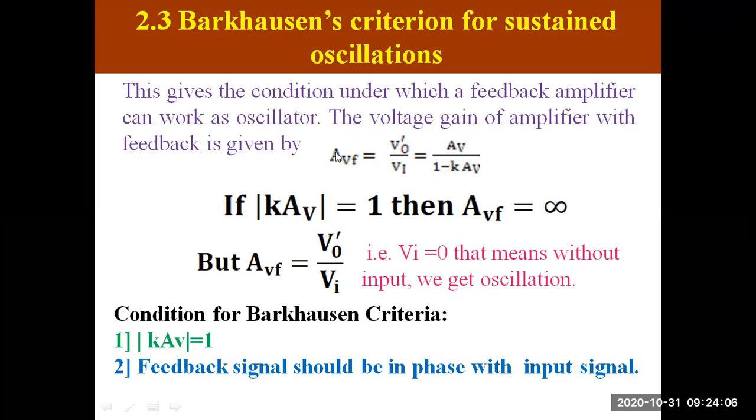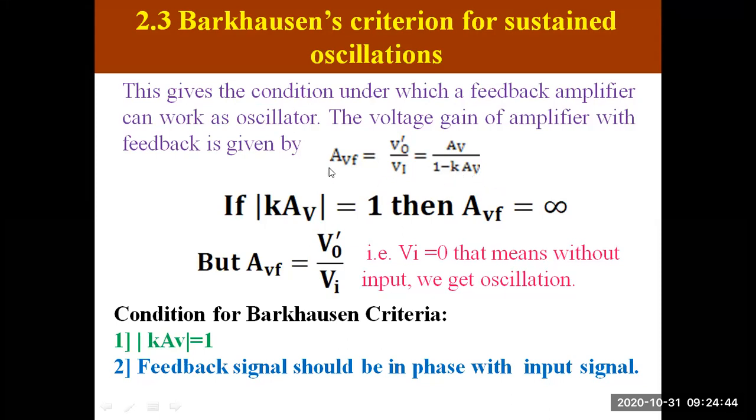Therefore, we know that gain with feedback is given by the equation. This gives the condition under which the feedback amplifier can work as an oscillator. Barkhausen criteria म्हणजे condition. Oscillator कधी act होते? त्यासाठी here we have to consider the voltage gain of amplifier with feedback. Voltage gain of the amplifier with feedback is given by the equation AVF is equal to AV divided by 1 minus KV.